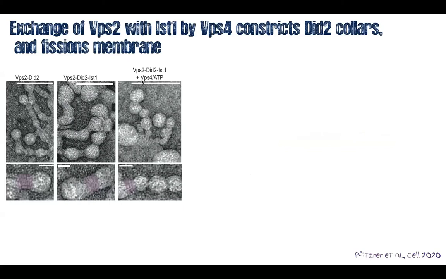But if we activated the exchange, or the removal of VPS2 and the addition of IST1, using VPS4 and ATP, then we saw very constricted necks, as you can see here, some of them not being constricted at all. And if we looked at the average diameter instead, indeed, we went from 20 to 10 nanometers, which is consistent with fission dimension as known from the dynamin field.